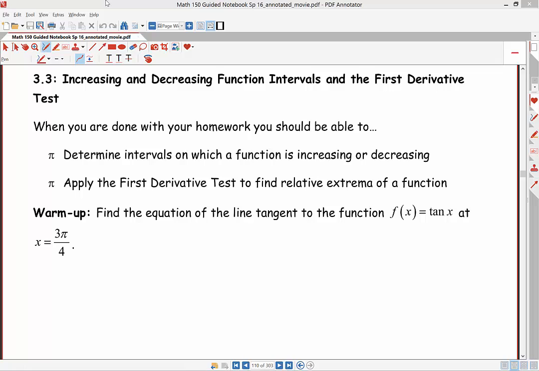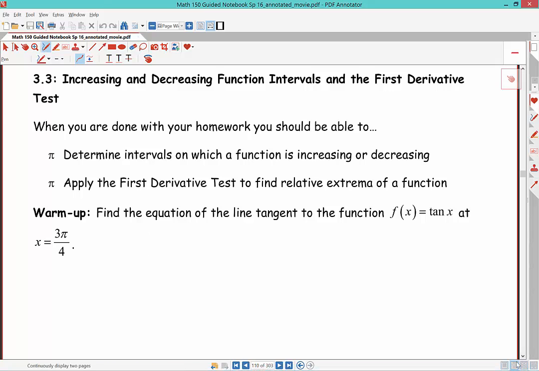Today we'll be focusing on how to determine the function intervals on which the function's increasing or decreasing, and then we'll learn how to apply that first derivative test to find relative extrema of a function. All right, so let's get started by warming it on up.